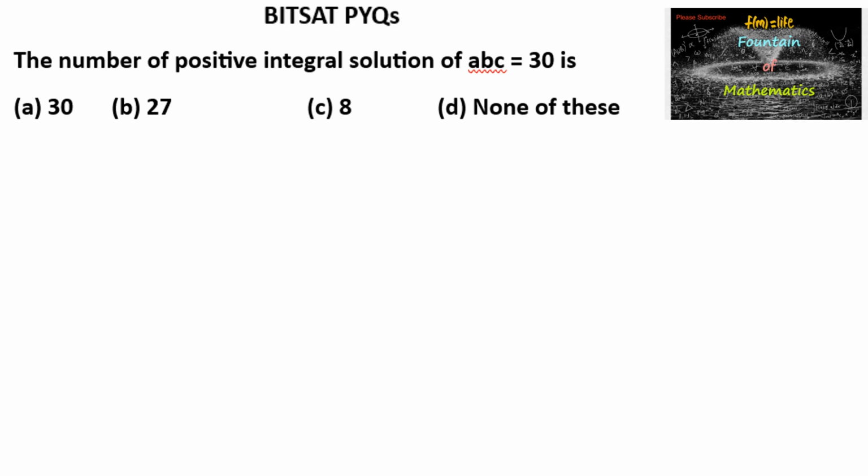We need to find the number of positive integral solutions of the product ABC equal to 30, that is A into B into C. So 30 can be taken as 2 into 3 into 5, so we can write A into B into C is equal to 2 into 3 into 5. So these are 3 different prime factors.